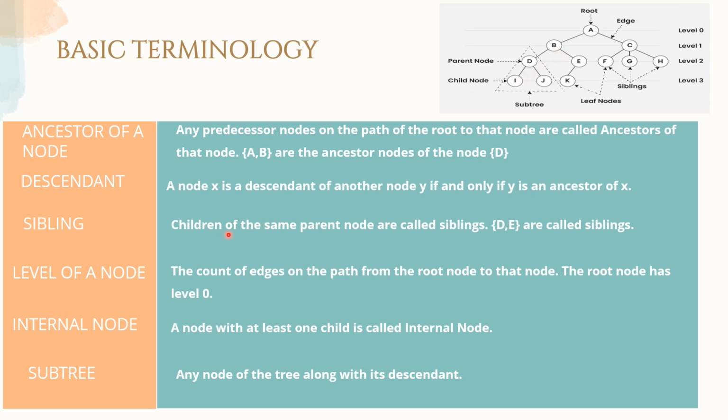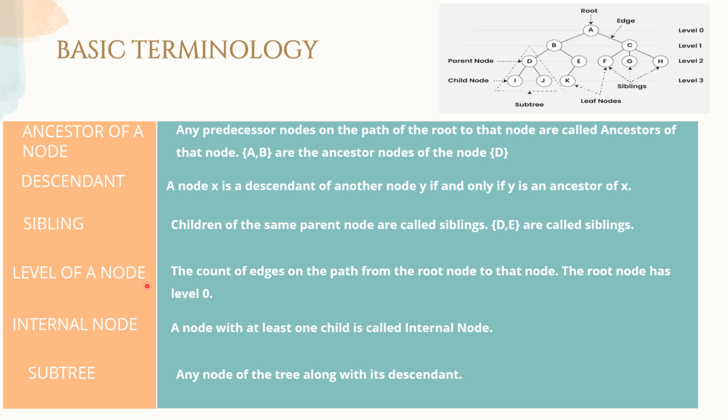Sibling. Children of the same parent node are called siblings. D is a parent, I and J are children, so I and J are called siblings. Similarly, B is a parent, D and E are siblings.